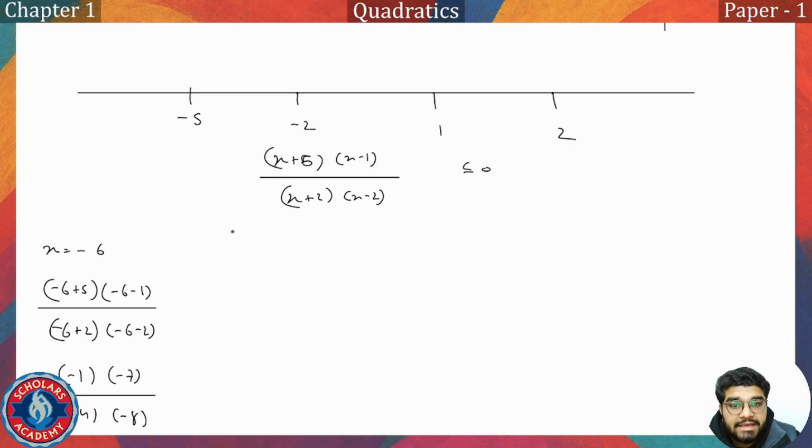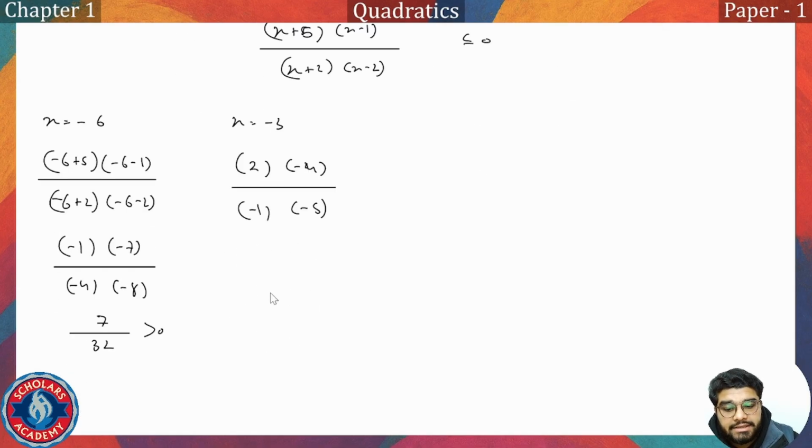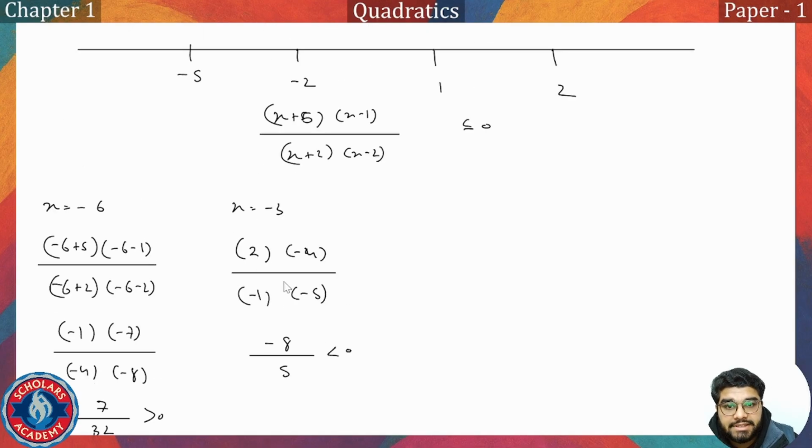Let's check -5 and -2. So let's take x is equal to -3. If I substitute that, what I get? -3 plus 5 is 2, -3 minus 1 is -4, -3 plus 2 is -1, -3 minus 2 is -5, right? So what I get is negative 8 by 5. So this is negative. It is less than 0. Yes, we'll take this interval. So the second interval, let's take it.